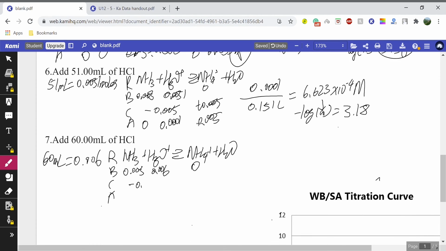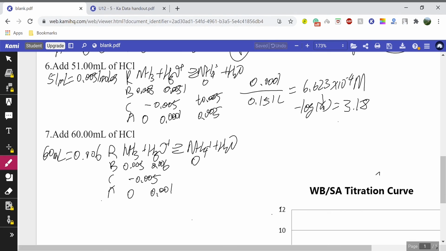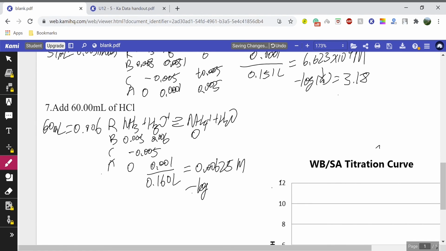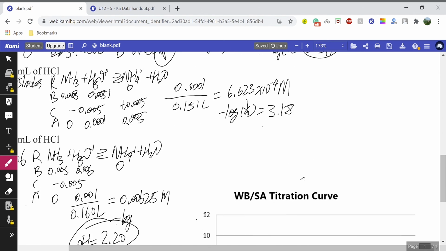So now we can subtract both by 0.005, it's going to be 0 and 0.001. And we can just use this 0.001. So convert this to molar, and this can be divided by, this time 60, so it's going to be 0.160 liters. So 0.001 divided by 0.160 will give you 0.00625 molar. Take the negative log of that. Negative log of that gives you a pH equals 2.20. Alright, now let's graph that.